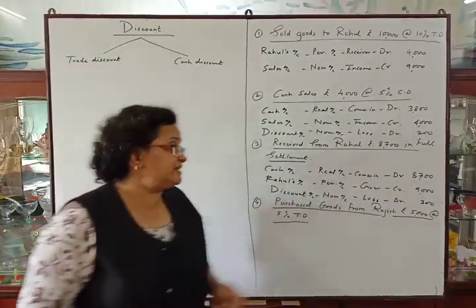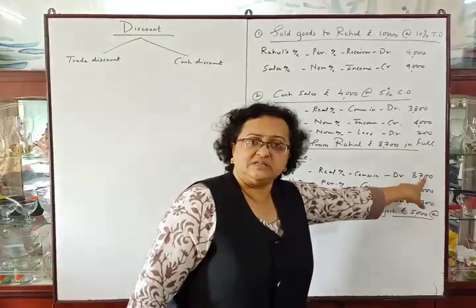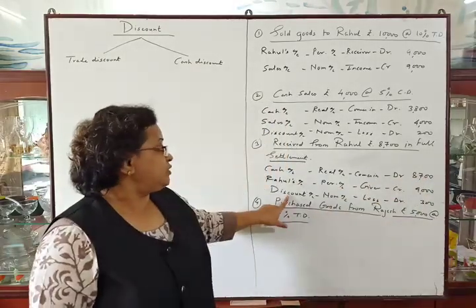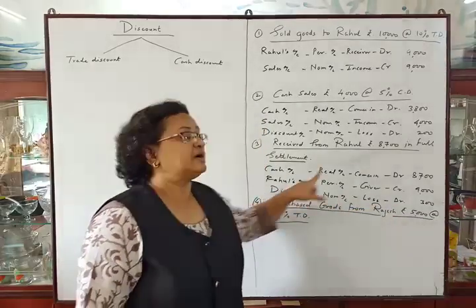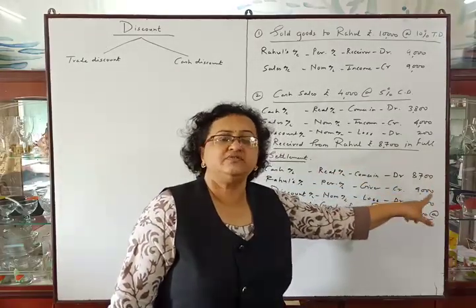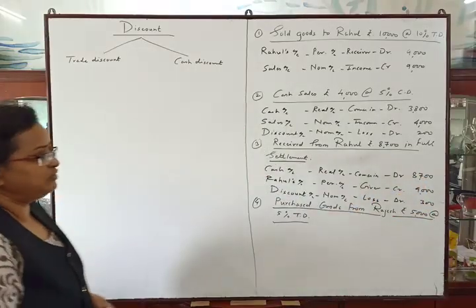So what will be the journal entry? See, cash account debit rupees 8,700, discount account debit rupees 300, to Rahul's account rupees 9,000. This will be the entry in the journal. Okay. Now next transaction.